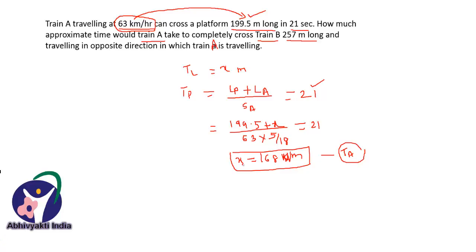Now here the lengths of both the trains we have got, and in the second case the trains are crossing each other, train A and train B, and therefore we have to consider the total distance to be covered, that is the lengths of the trains, and the relative speed, which will be the sum of the speeds of the two trains because both are traveling in the opposite direction. If both are traveling in the same direction, then we take the difference of the speeds.